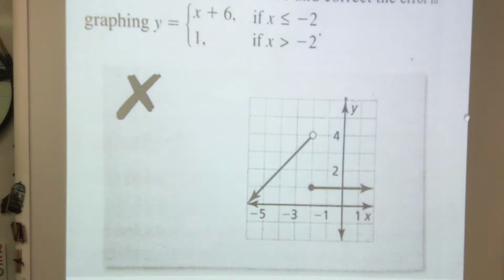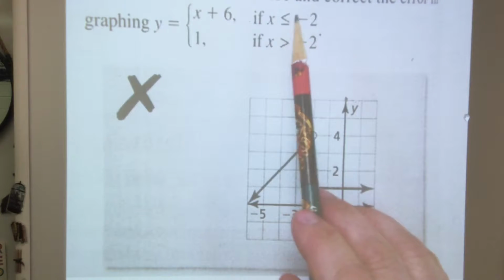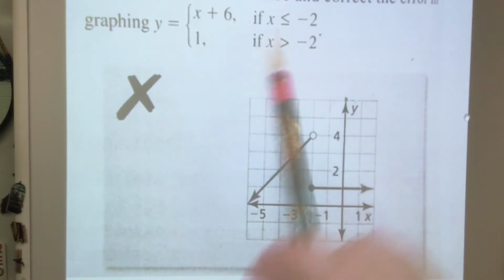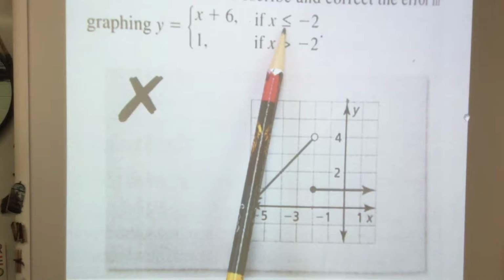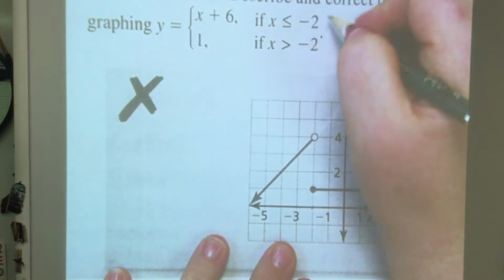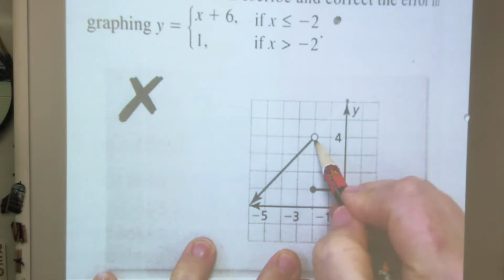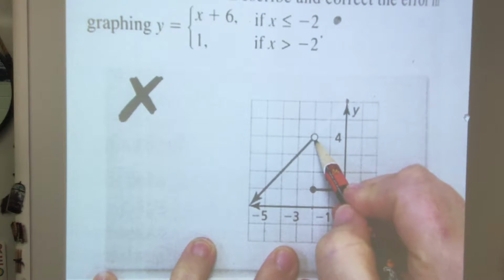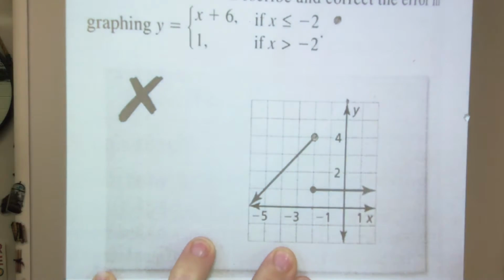Except we have one problem. Notice here we have x is less than or equal to. Well, less than or equal to means we have a closed circle. And here they have an open circle. So this needs to be changed to a closed circle to fix it.